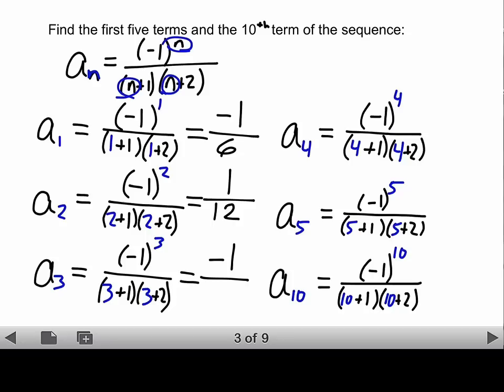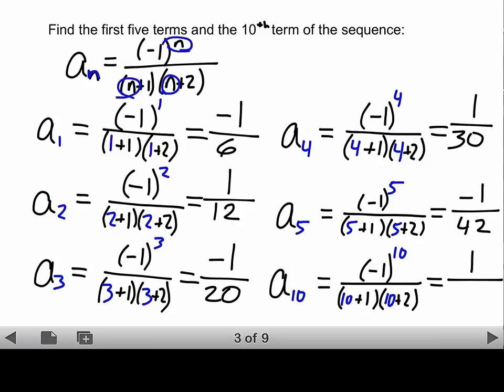And then in the denominator, 3 plus 1 times 3 plus 2, that's 4 times 5, giving us 20. So a sub 4 is going to be 1 over 5 times 6 is 30. A sub 5 is going to be negative 1 over 6 times 7, which is 42. And then finally, a sub 10 is negative 1 to the 10th, so positive 1, divided by 10 plus 1 times 10 plus 2.